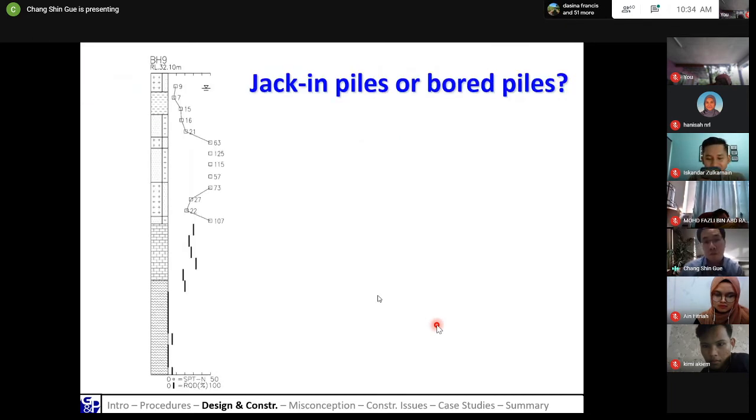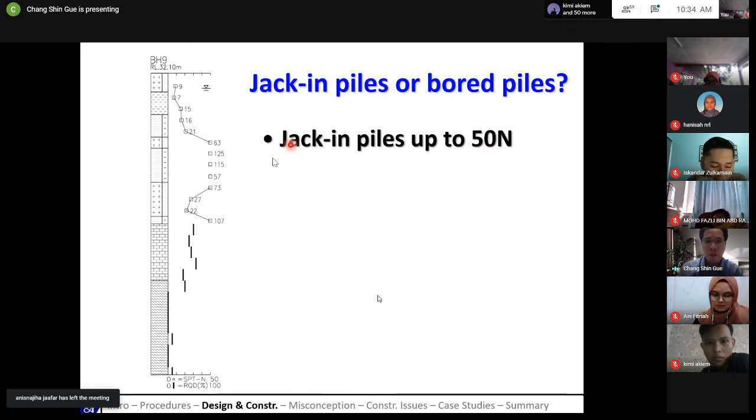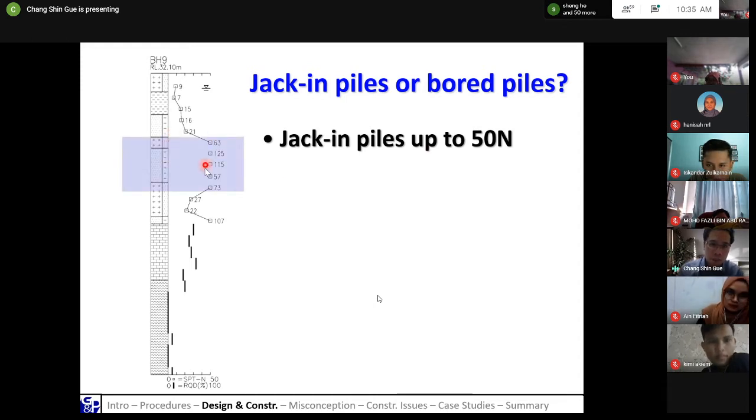Now, typically for driven piles or jack-in piles, you actually install until an SPT N value of up to 50. For example, in a bore log profile here, these are your SPT N numbers. Engineers may ask themselves whether in such conditions they should use jack-in piles or bored piles. Jack-in piles, like I mentioned, will only stop at SPT N 50. So you can see here these SPT values are more than 50, so your piles will only stop at a shallow depth.